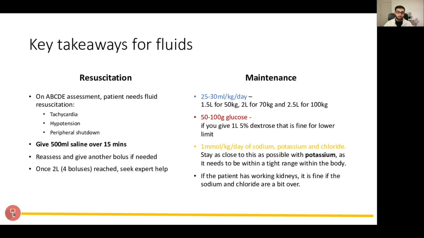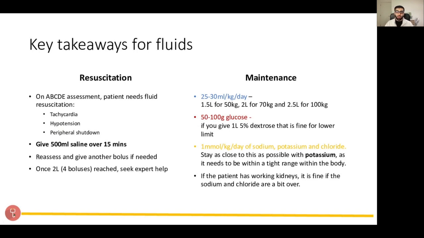Then we have maintenance fluids. So what we want to do is talk about this in terms of the amount of fluid, amount of glucose, and the amount of electrolytes we want to give. So you want to come up with a fluid combination that fulfills the following criteria. So 25 to 30 mL per kilo per day. So for a patient who's 50 kilos, about 1.5 liters, 2 liters for about 70 kilos, and 2.5 liters for 100 kilos.